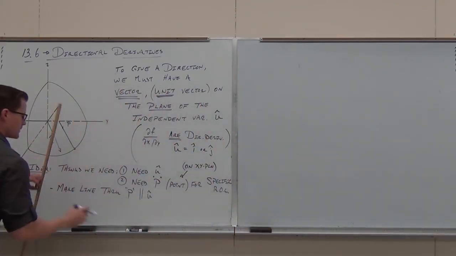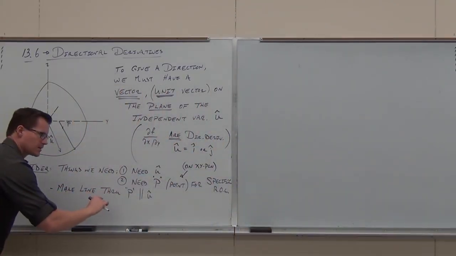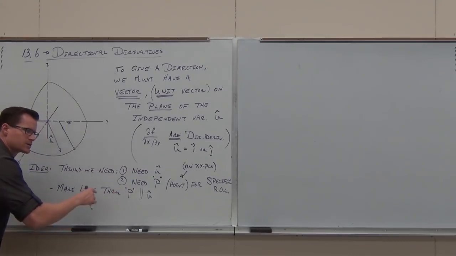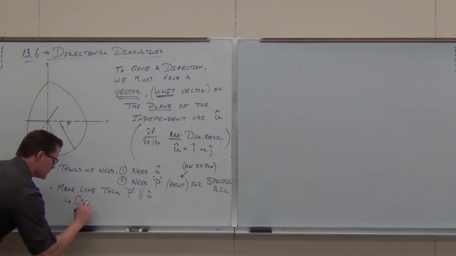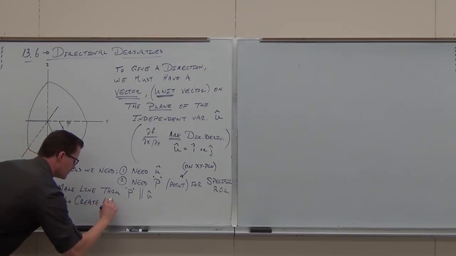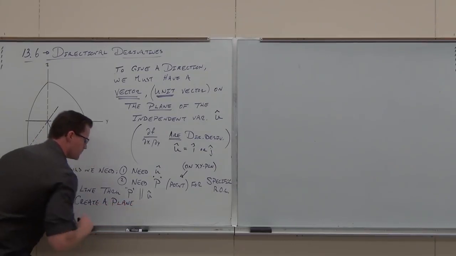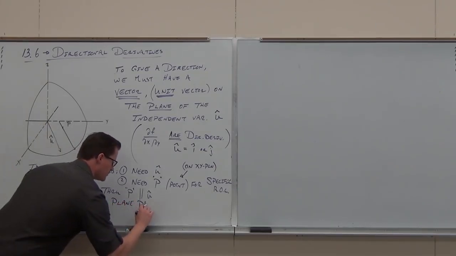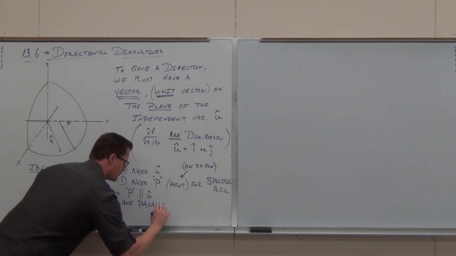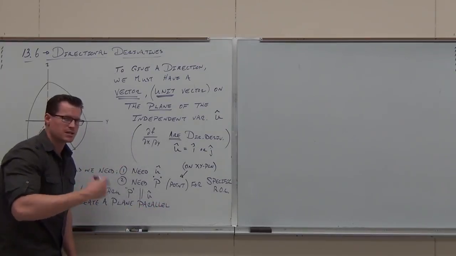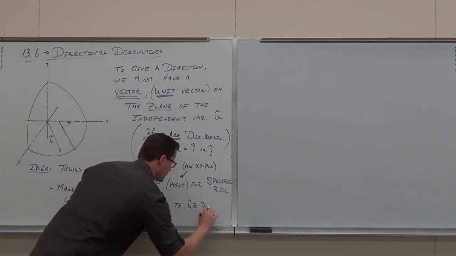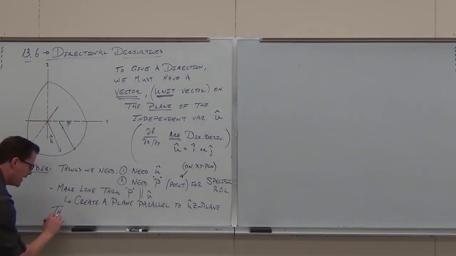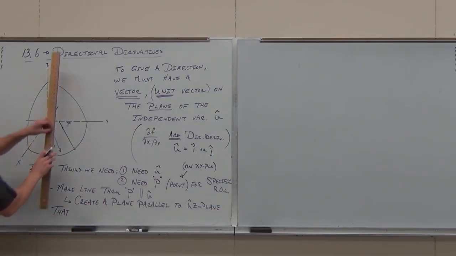So if I take this, so make a line through P parallel to the unit vector u, what this is going to do is create a plane parallel to the UZ plane. And we're going to figure this out in a second.